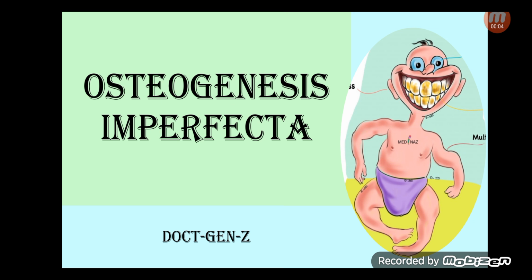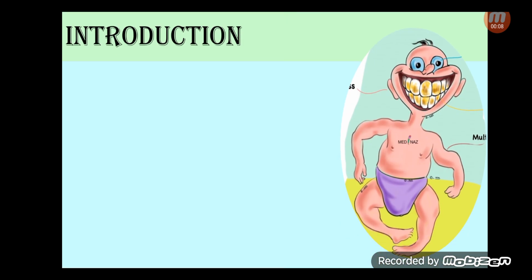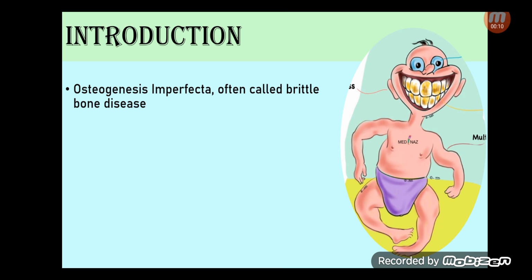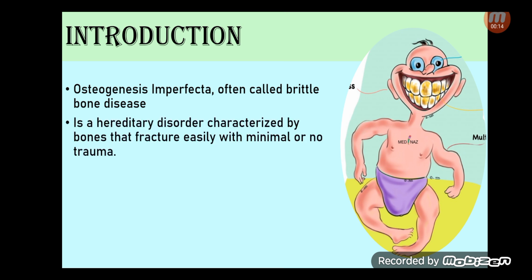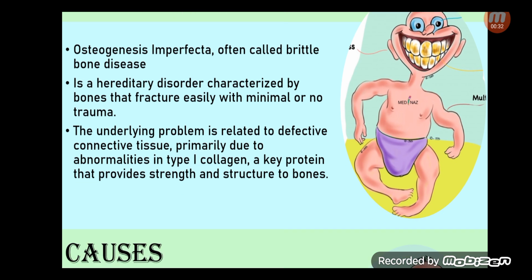Today we are going to talk about osteogenesis imperfecta. We will start our topic with introduction. Osteogenesis imperfecta, often called brittle bone disease, is a hereditary disorder characterized by bones that fracture easily with minimal or no trauma. The underlying problem is related to defective connective tissue that is primarily due to abnormalities in type 1 collagen, a key protein that provides strength and structure to bones.